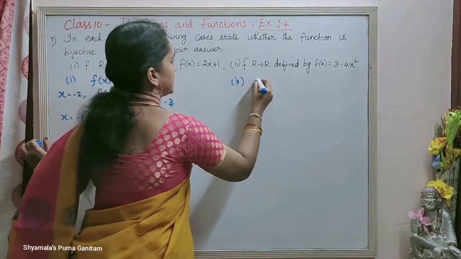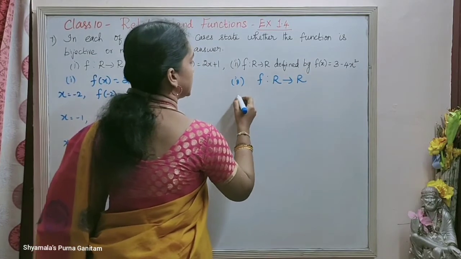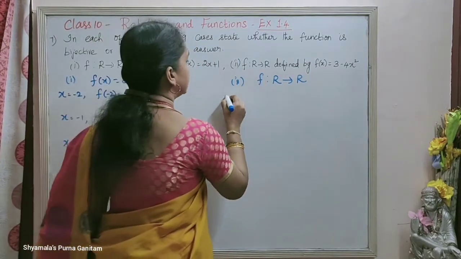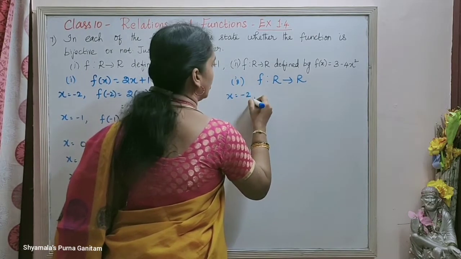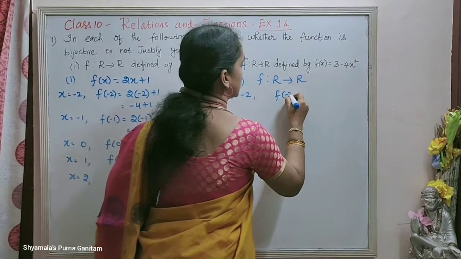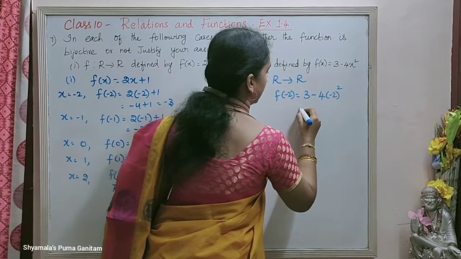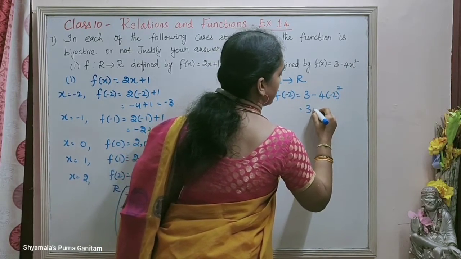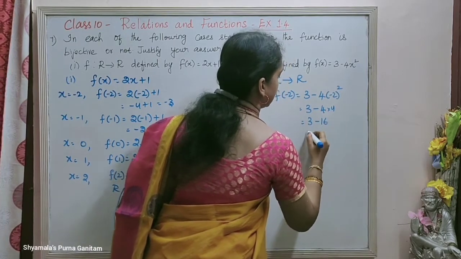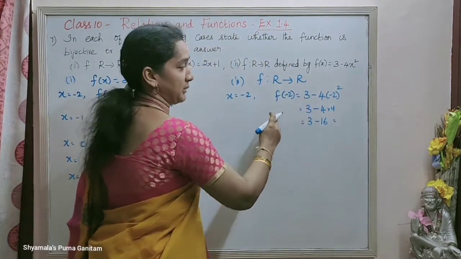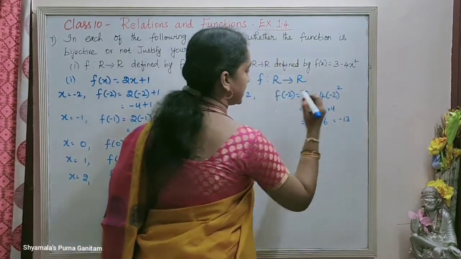So the second sum is f mapped from R to R. Here also I will take the same few elements. So x is equal to minus 2. If I take f of minus 2, it is equal to 3 minus 4 into minus 2 the whole square. So this will be 3 minus 4 into 4, so 4 into 4 will be 16. So f of minus 2 will be 3 minus 16, and 3 minus 16 is minus 13.